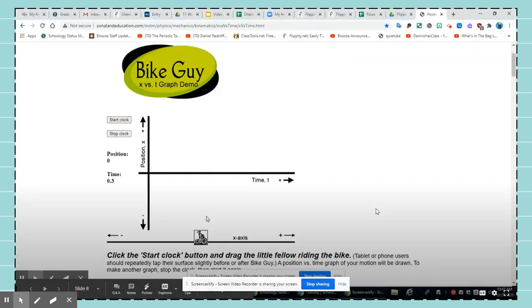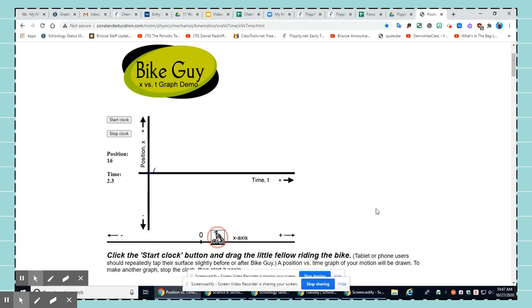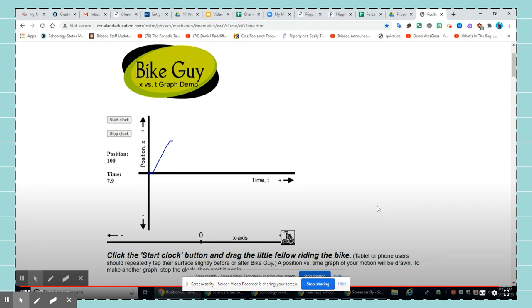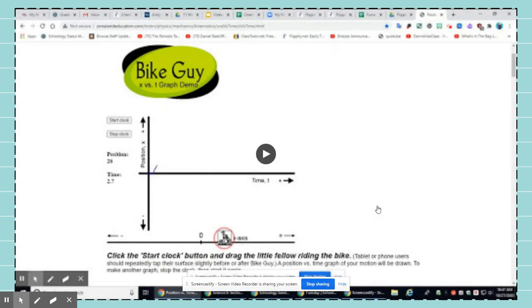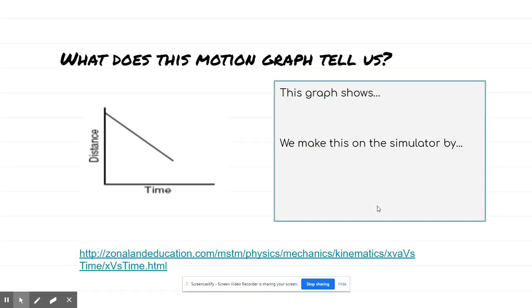Got my cyclist on this 0 and I start, and this time the cyclist is moving much faster, so my line is steeper. Okay. Notice the beginning and the end still have that little stopping point, which I just can't help because I can't move that fast from the clicking of the start and stop clock. So we see that on there. All right, let's try another one.